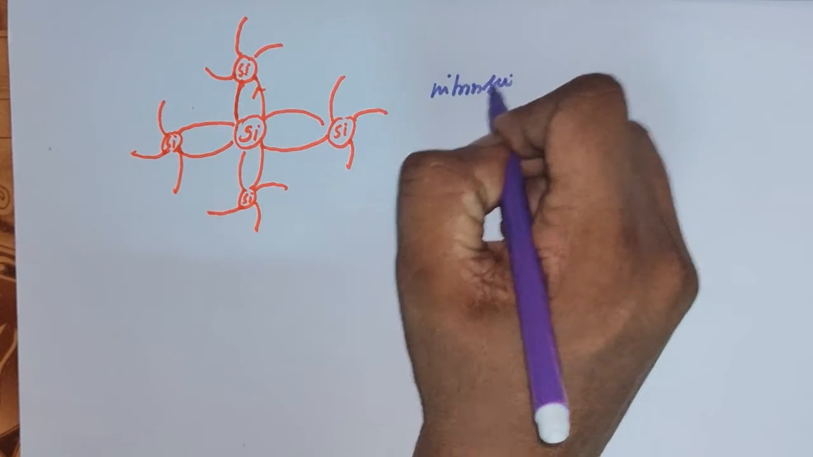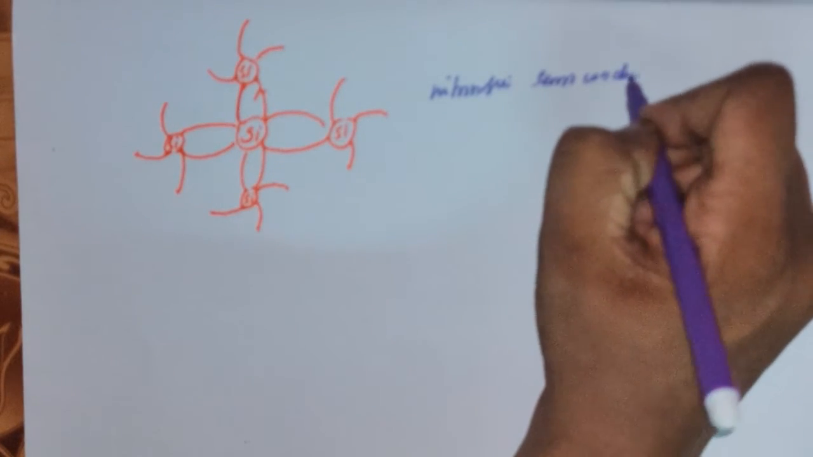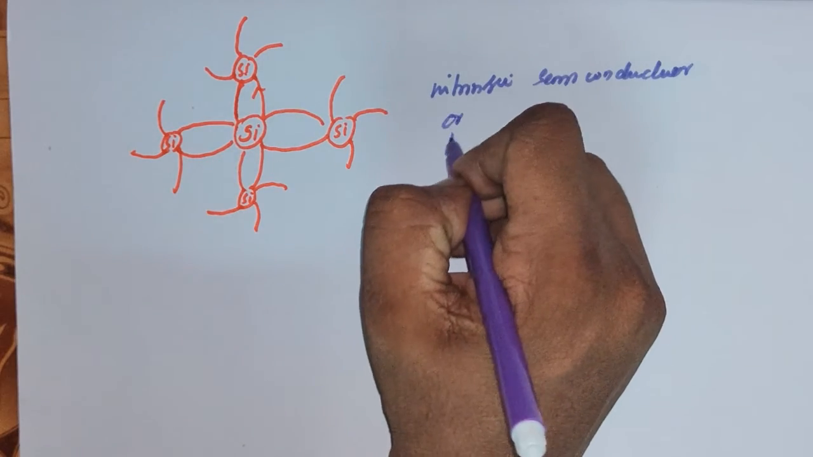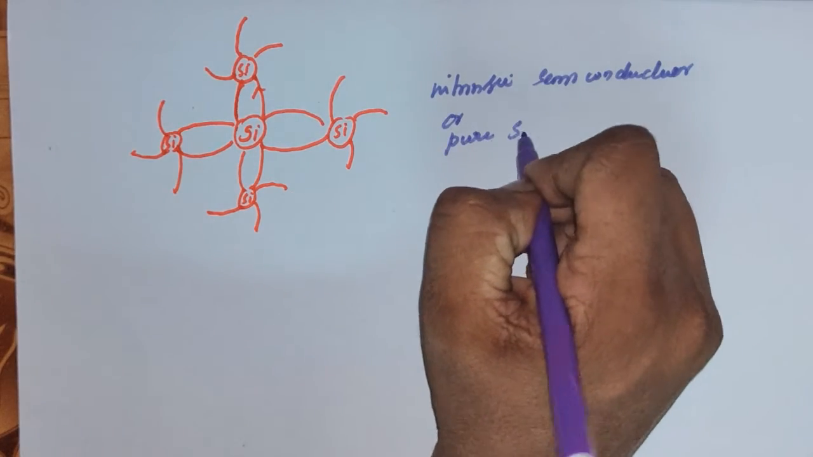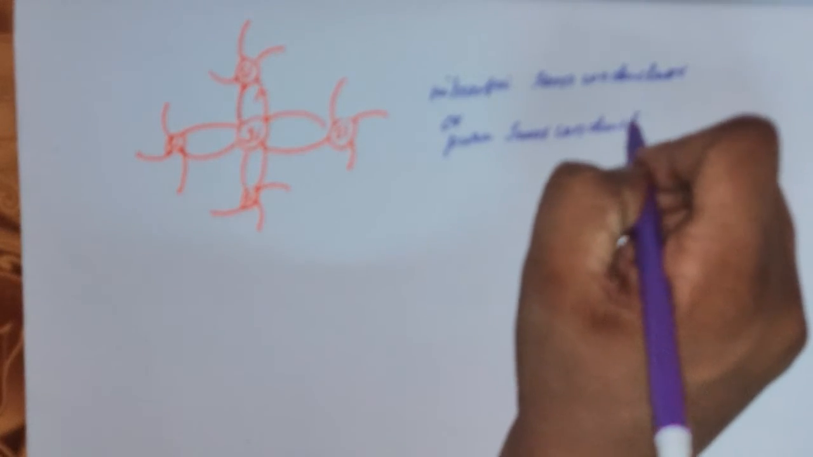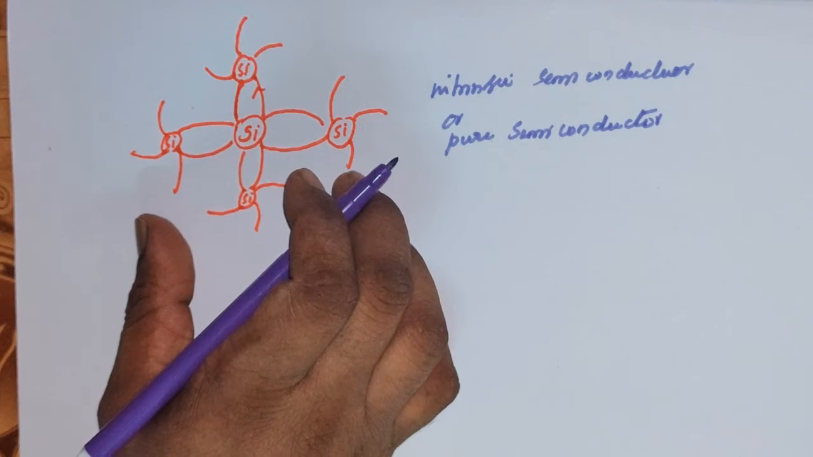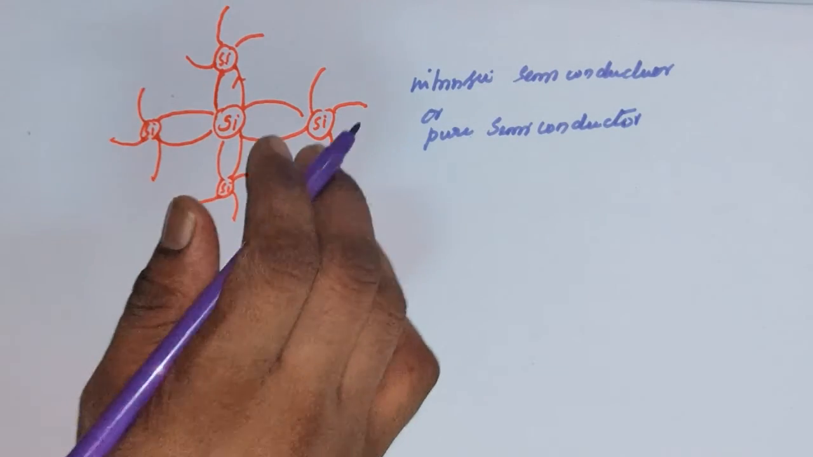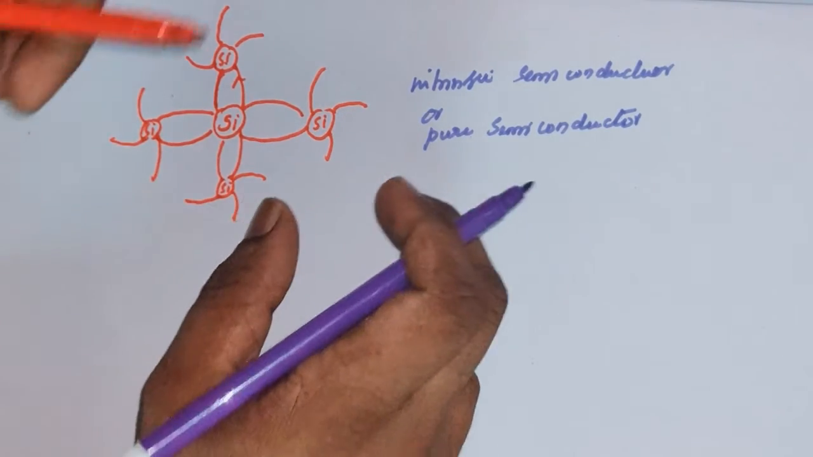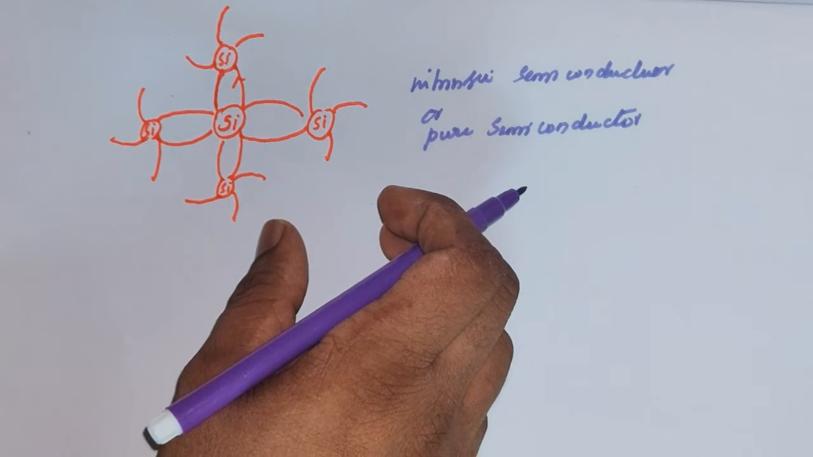So we call this type of semiconductor an intrinsic semiconductor, or pure semiconductor. There is no free electron, and there is no conduction happening in the pure semiconductor. Suppose you are adding a trivalent atom. Trivalent means the atom has 3 valence electrons.